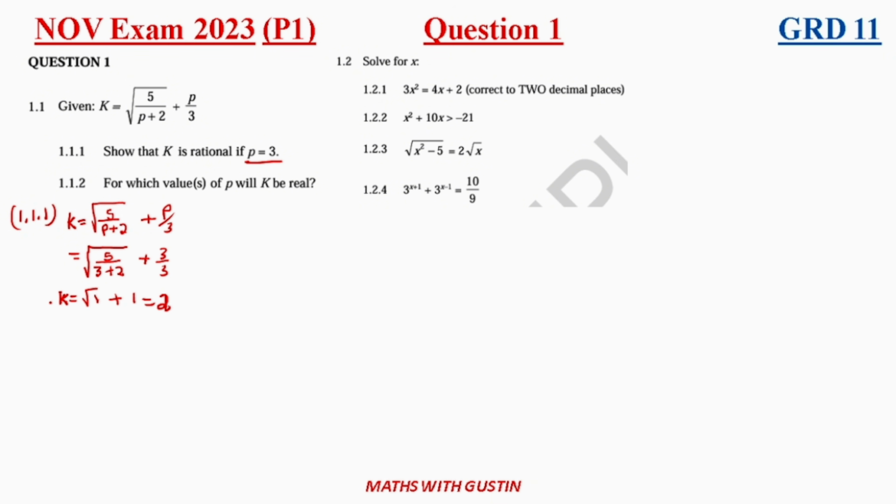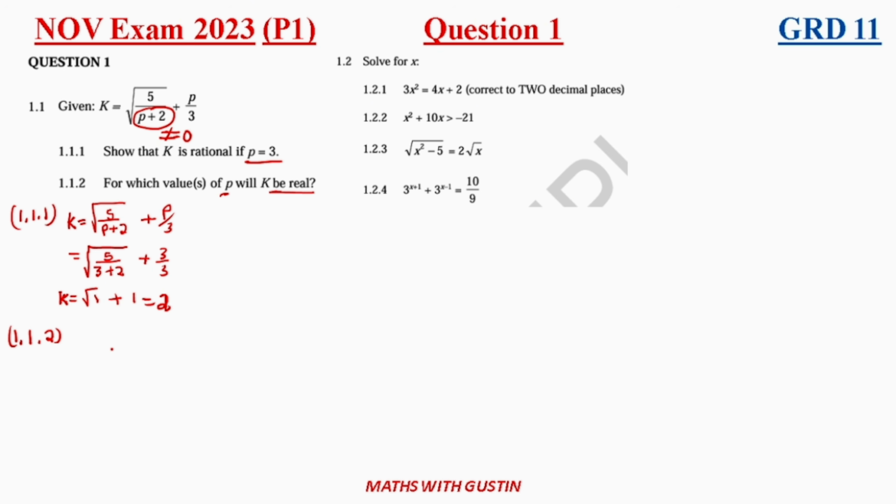All right, so therefore let's move on to 1.1.2. For which values of p will k be real? For which values of p will k be real? It will be real for as long as the denominator is not equal to 0. It doesn't have to be equal to 0.